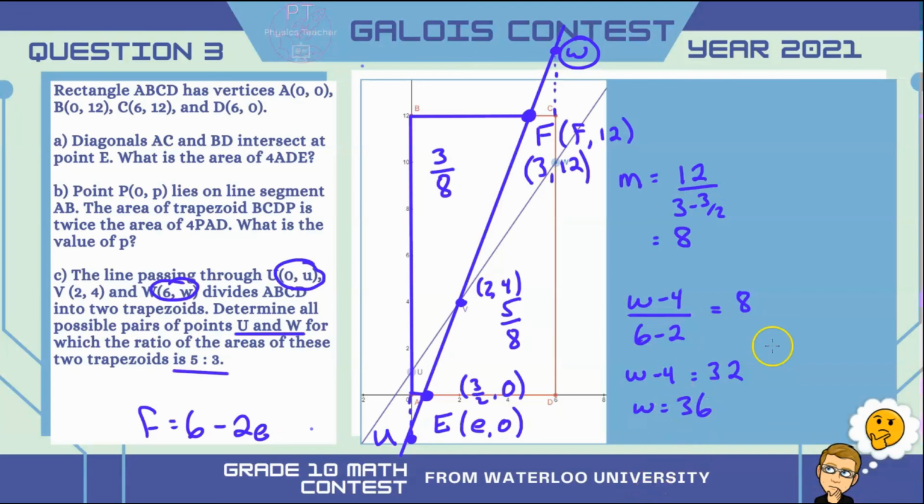Finally, we can solve for u, same method. So let's find the difference in our y coordinates. So we have 4 minus u, all divided by the difference in our x coordinates, which is 2 minus 0, is equal to the slope, which is 8. So we get 4 minus u is equal to 8 times 2, which is 16. Or solving for u, we get u to be equal to negative 12. And those are our two pairs for u and w.